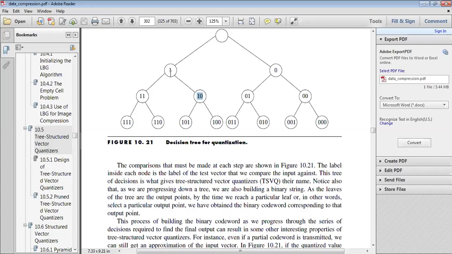So with the help of the tree structure vector quantizer, we find the data output value of a non-symmetrical vector quantizer in a very simple way. So this one is our tree structure vector quantizer.